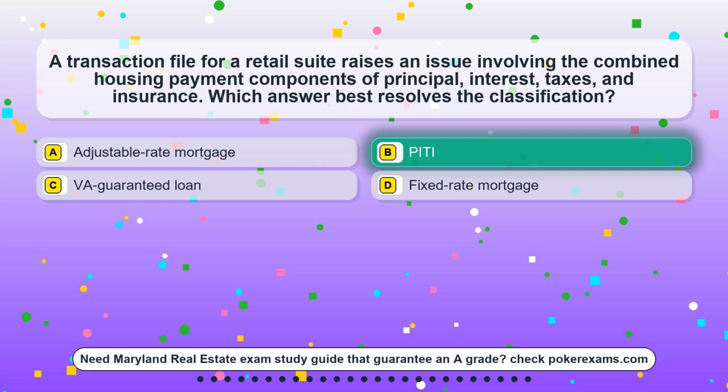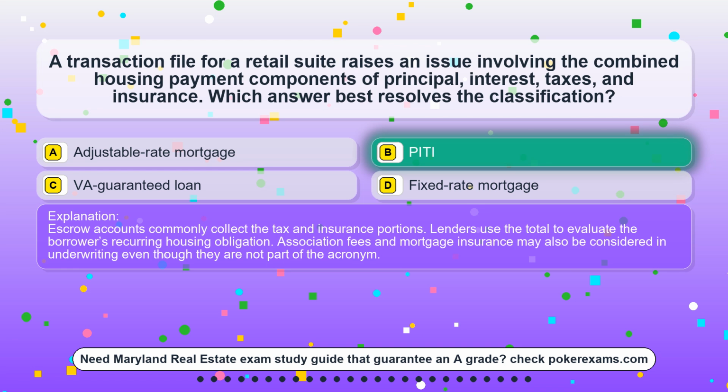The correct answer is option B, PITI. Escrow accounts commonly collect the tax and insurance portions. Lenders use the total to evaluate the borrower's recurring housing obligation. Association fees and mortgage insurance may also be considered in underwriting even though they are not part of the acronym.